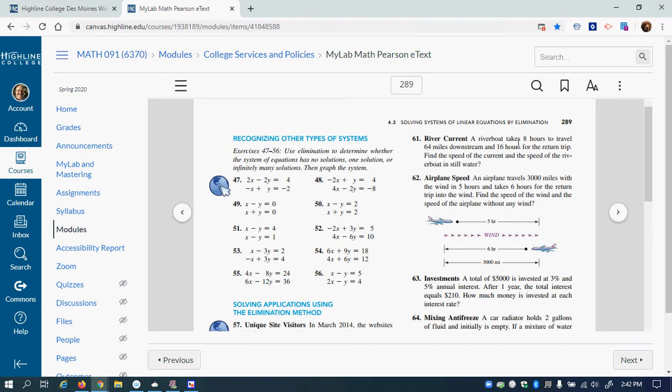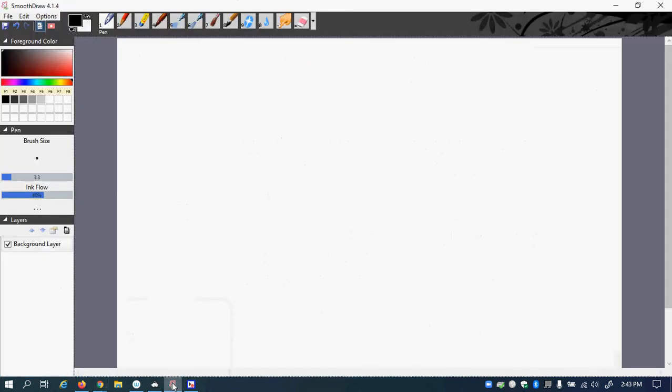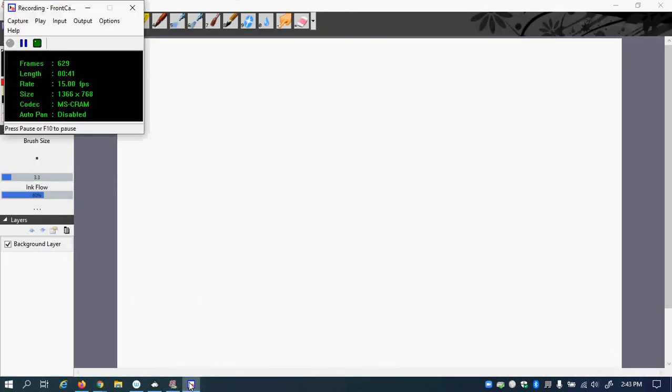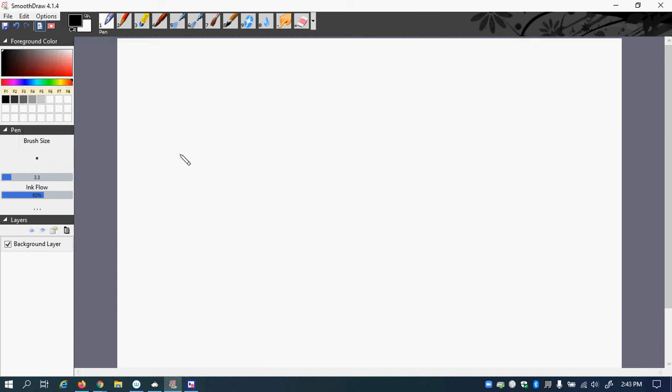A riverboat takes 8 hours to travel 64 miles downstream and 16 hours for the return trip. And they want to find the speed of the current and the speed of the riverboat in still water. So this is the problem. Now let's go to the clear screen here, and let's make an important list.